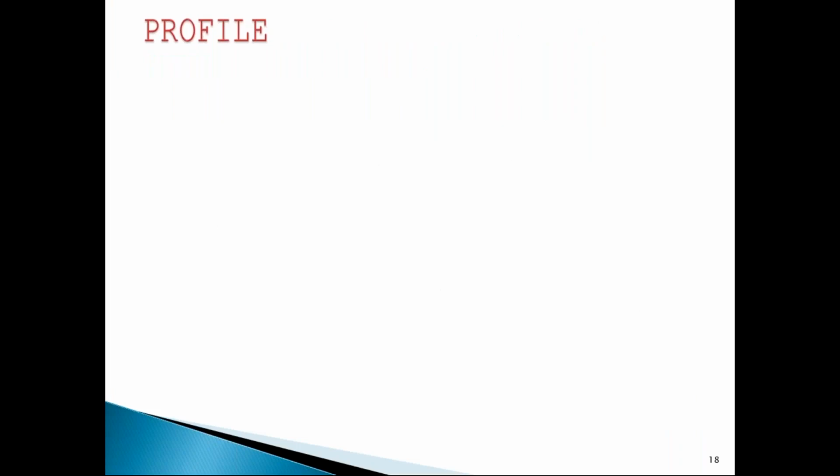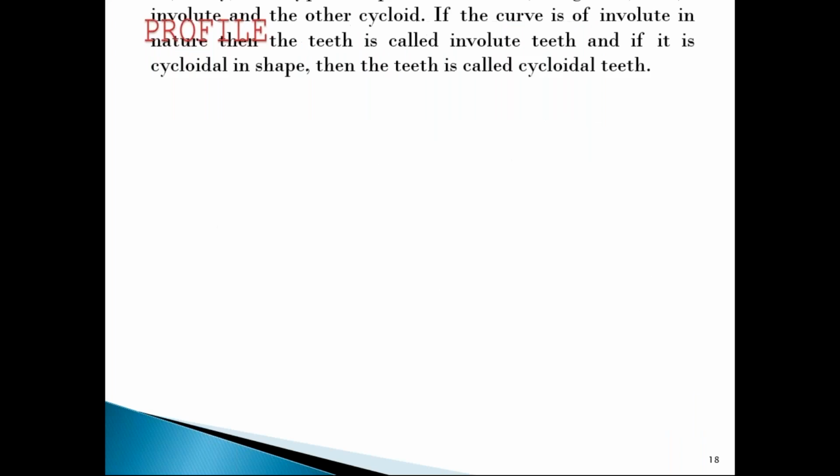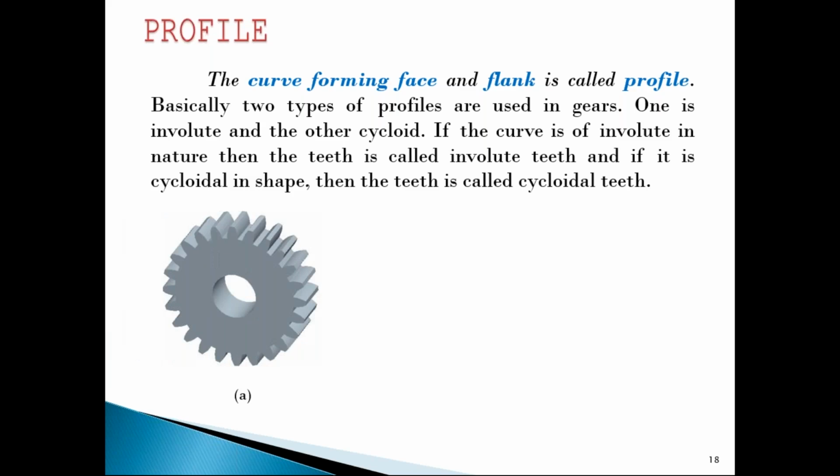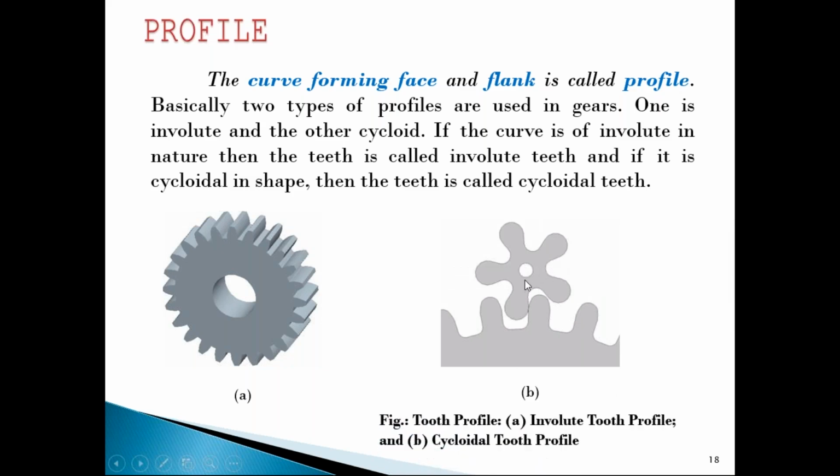So next topic is profile. Profile is nothing but the curve forming the face and flank. Basically, two types of profiles are used in gears. One is involute and the other one is cycloid. If the curve is involute in nature, then the teeth are called involute teeth. So this is the involute teeth profile. And if the curve is cycloidal in shape, then the teeth are called cycloidal teeth. This is a cycloidal tooth.